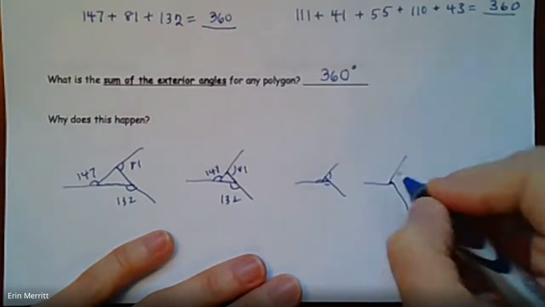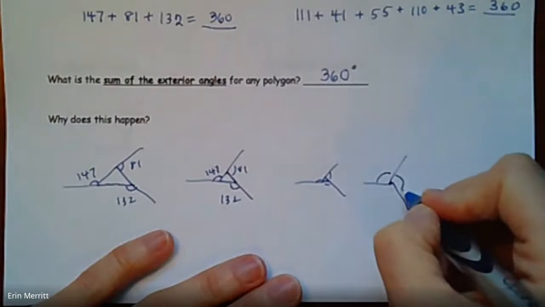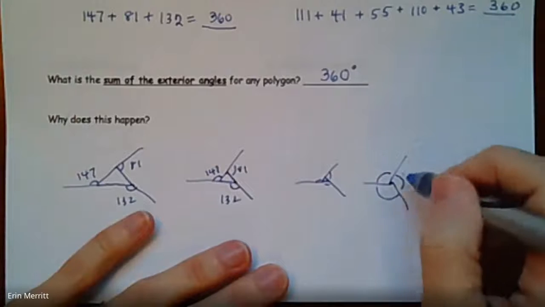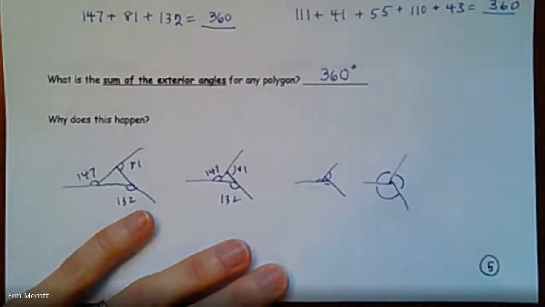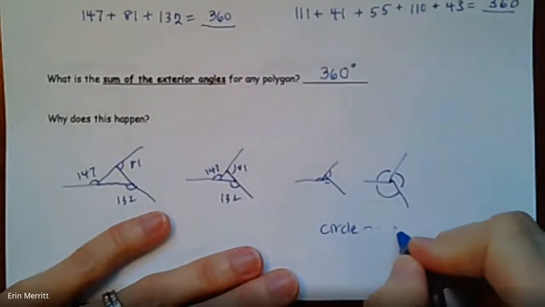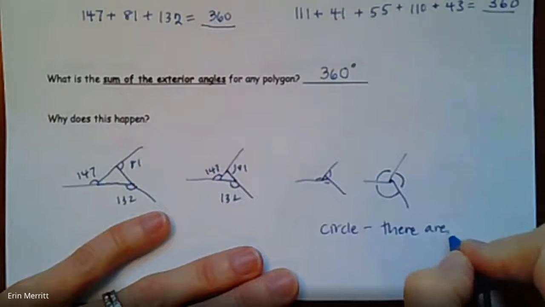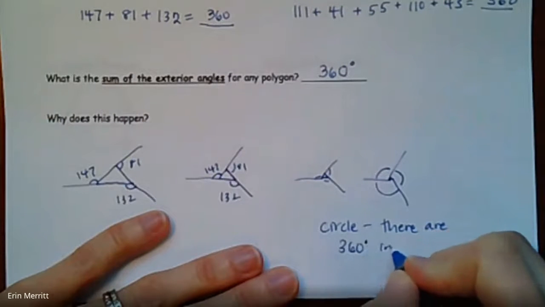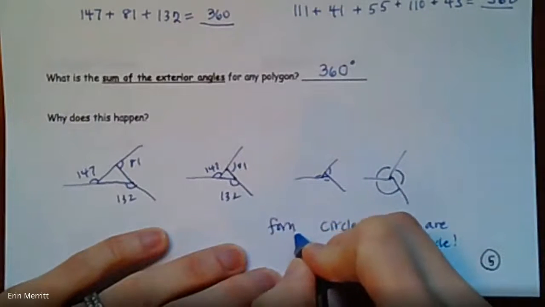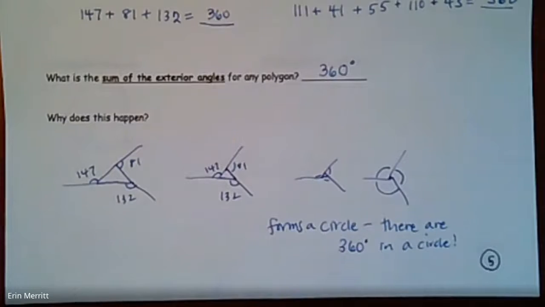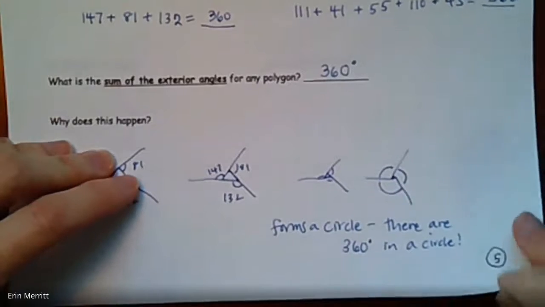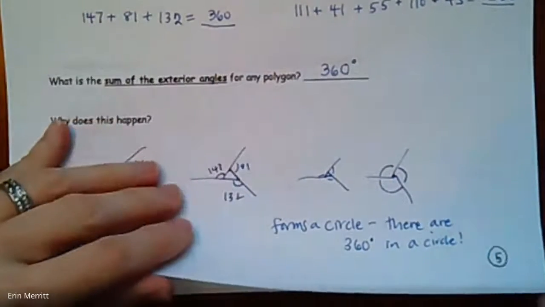what you essentially have is 3 angles that when you put them together are creating a full circle. And you know a full circle is 360 degrees. So that's why this happens: it creates a circle and there are 360 degrees in a circle. Or you can say it forms a circle, maybe that would make a little more sense. So with that rule, no matter what the polygon is, the exterior angles always add to 360.